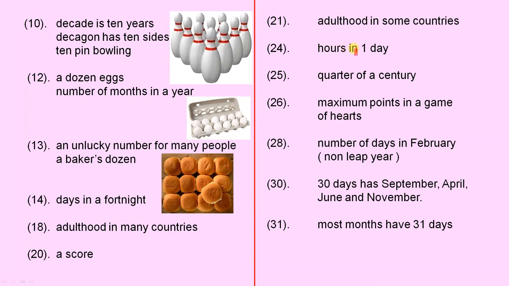24 refers to 24 hours in a day. 25 is a quarter of a century. 26, maximum points in a game of hearts. So there is a card game called Hearts, and that's the maximum number of points you can score in any one hand. The number 28, an example is the number of days in February. That's in a non-leap year. 30 days has September, April, June and November. 31, most months have 31 days.